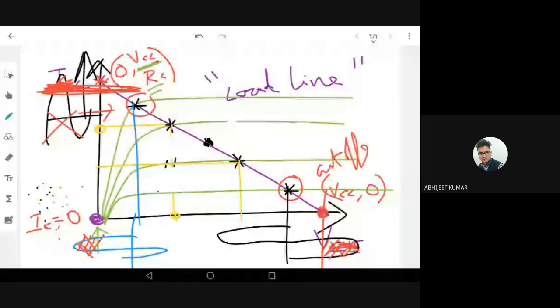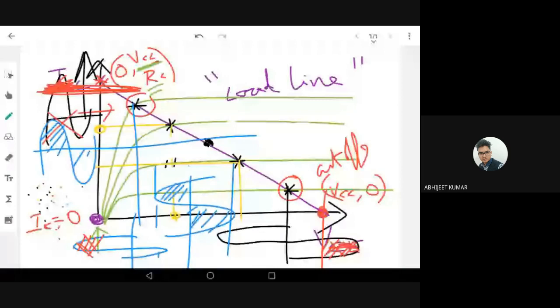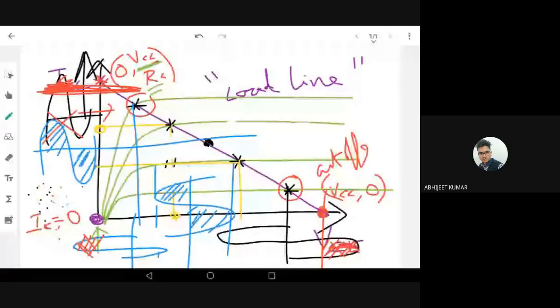Why? Because I have maximum fluctuation possibility. VCE can fluctuate freely here, and at the same time IC can also fluctuate maximally without any clipping. So the load line depends upon VCC and RC, that's it. If you go to the maximum IC and maximum VCE, that is the load line. So the load line gives different points where your operating point of a transistor can lie. Based on the load line, then you put the transistor.